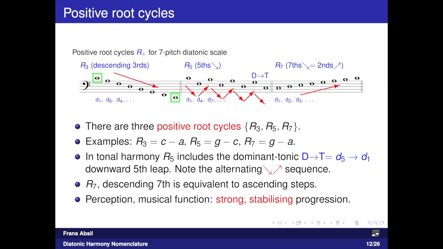For the 7-pitch diatonic scale there are 3 positive root cycles, R3, R5, R7. On the left we see the root cycle R3, which is a series of descending thirds, all moving downward to the tonic degree C. An example of R3 is when the root moves from C down to A. In the center we see the root cycle R5, which is the descending fifth. Here it's shown as an alternating descending ascending sequence. And as an example, this contains the dominant tonic degree movement from G to C in this case.